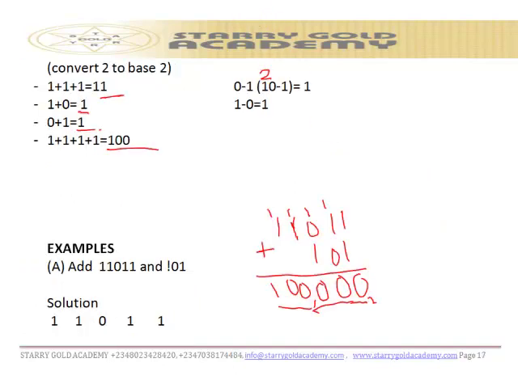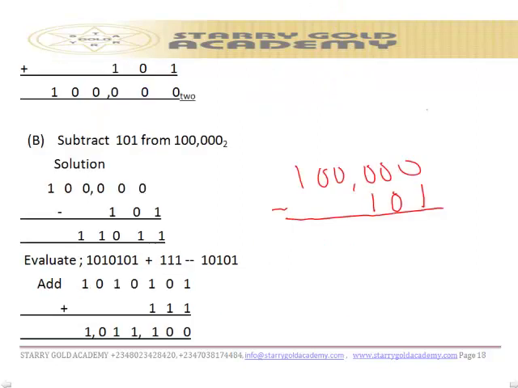I said it when I was talking about this place. You borrow 1 and then it becomes 10. That 10 is actually 2, not 10. So what do we do? 0 can't subtract 1, so we borrow 1 from this guy. This guy becomes 0. However, we can't take the 1 here, so the 1 comes from the next number. Borrow 1 from 10, it becomes 1.